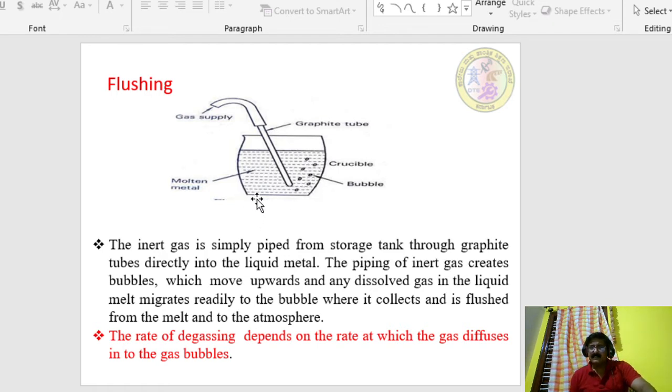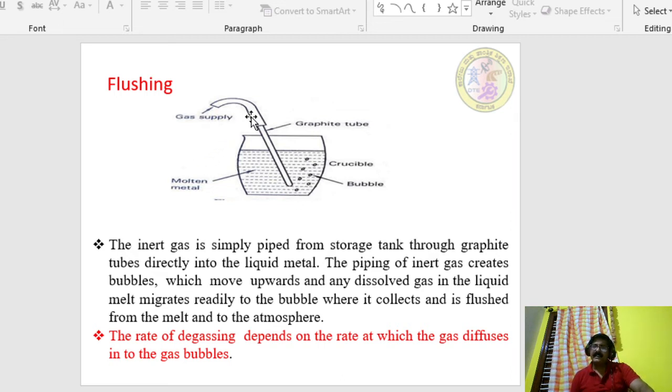See here, what happens? In this gas pipe, that is a graphite tube, an inert gas is supplied from the storage tank, and the gas is directly supplied into the liquid molten metal to extract the dissolved gases. The inert gas will mix with this liquid metal and remove these bubbles.